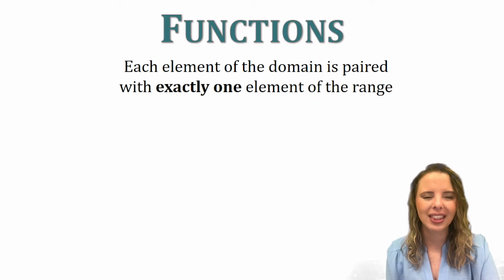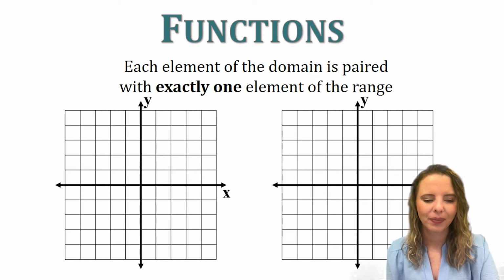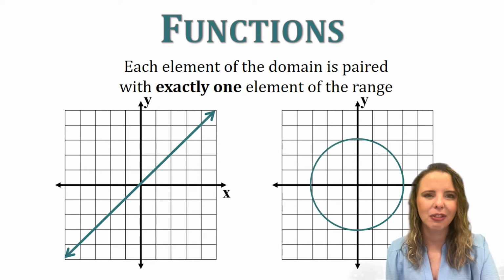So, let's look at what this means graphically. Here we have a line and we have a circle. We have to use the vertical line test to determine if either of these, both of these, or one of these is a function. So let's begin with our line. We have a vertical line. We're going to drag it across the graph from left to right. If the pink line touches the green line in 2 places, it is not a function. So if our vertical line touches y equals x in 2 places, it is not a function. Let's see if that happens.